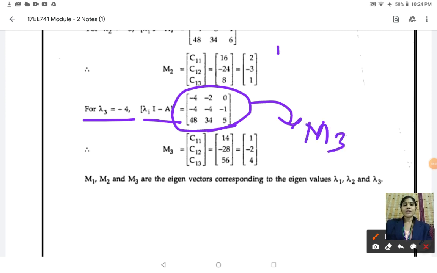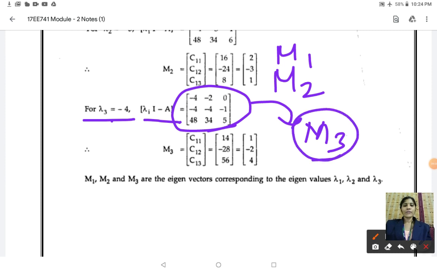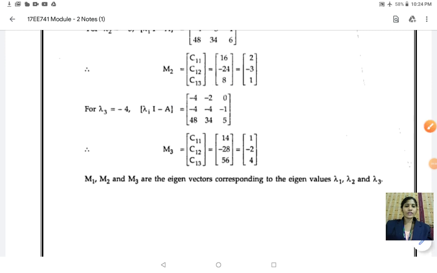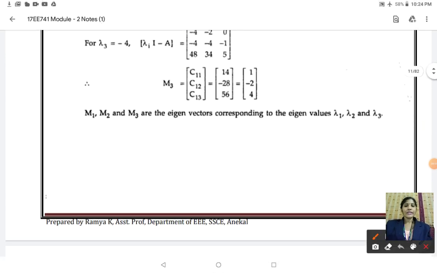Because at lambda 1, the model matrix obtained is M1. At lambda 2, the model matrix obtained is M2. And at lambda 3, the model matrix obtained is going to be M3. So when you obtain this one, you are going to get M3 as 1, minus 2, 4.